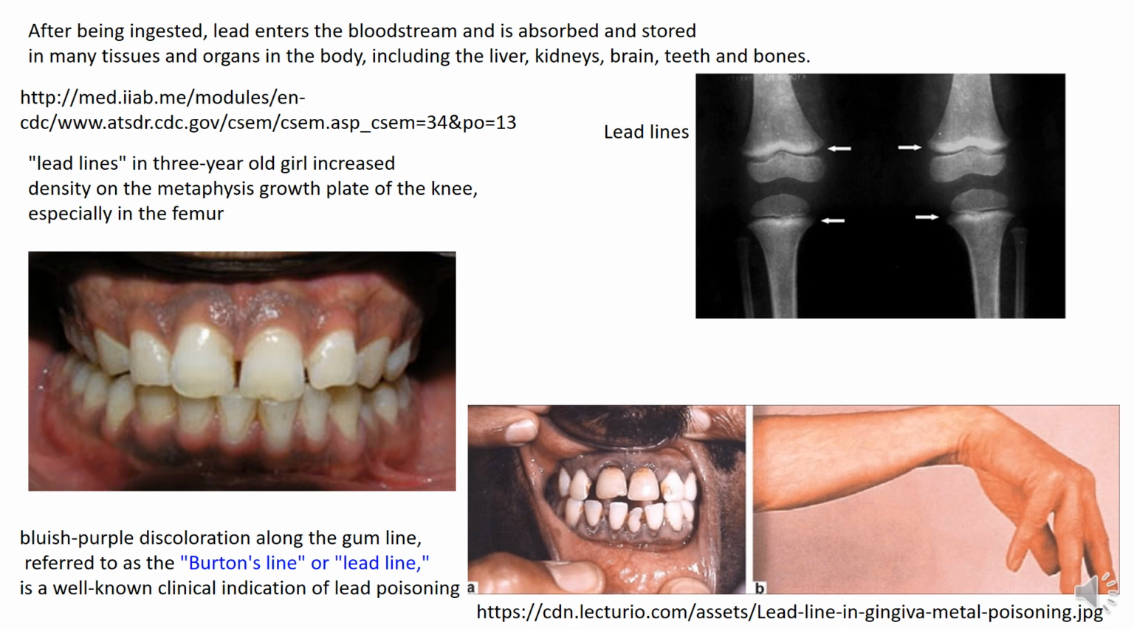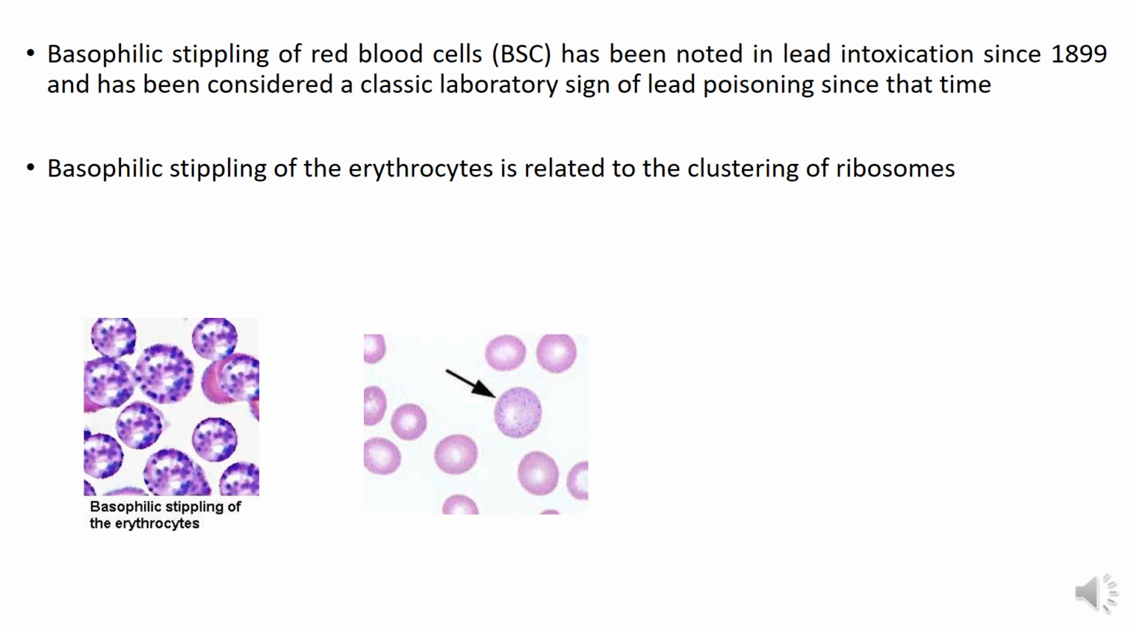As you can see here, now with the chronic exposure to lead, you can see lots of changes that I have described partly earlier. Here now, as you can see in growing bones, you can see the metaphysis here, the accumulation of lead here as lead lines. And also you can see Burtonian lines or Burton lines on the gums as well. And also you can see wrist drop here. So now these are chronic features of lead poisoning. And also you can see basophilic stippling of red blood cells due to lead poisoning.